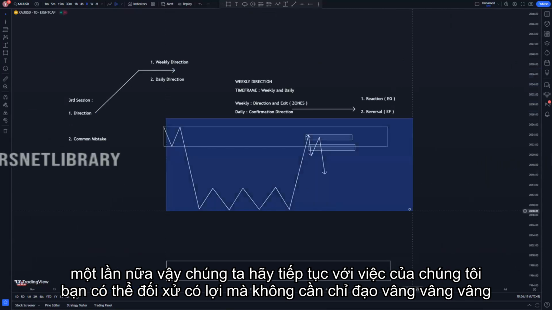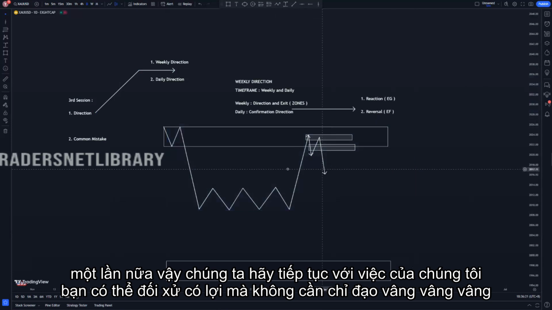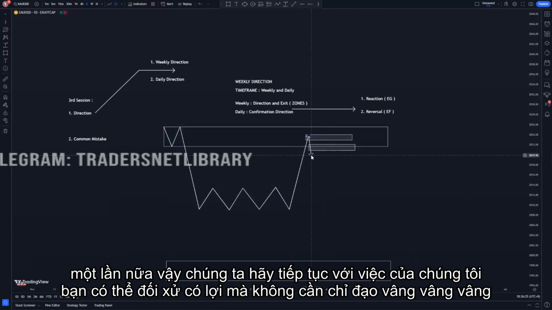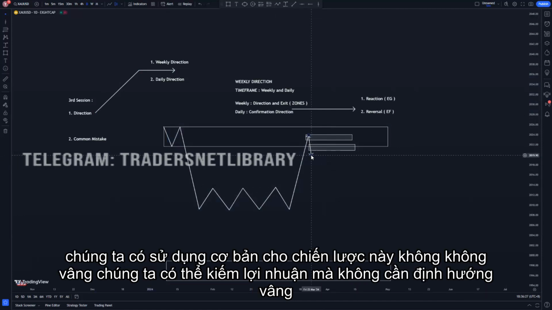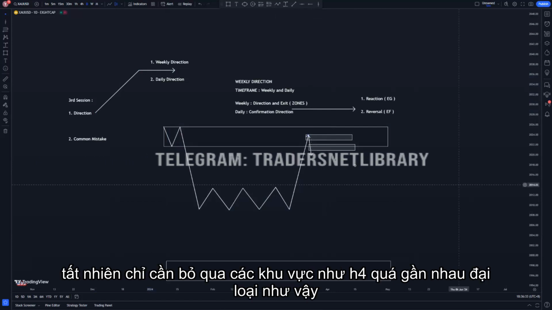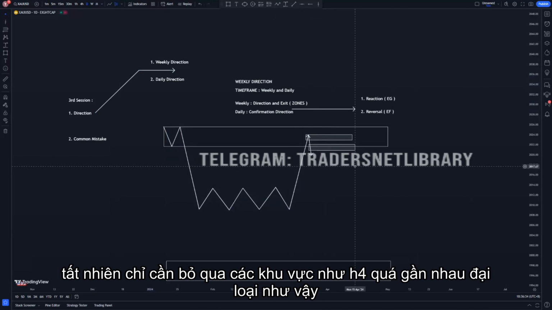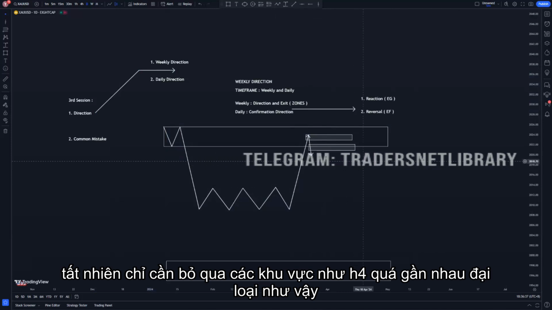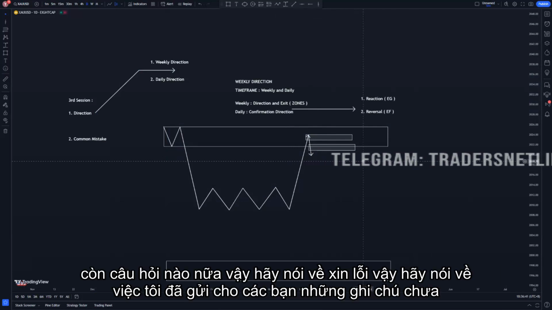So let's continue with our, can you trade profitably without direction? Yes, yes, yes. Do we use fundamental for this strategy? No. Yeah, we can trade profitably without direction. Yeah, of course. Okay. Just ignore the zones where the H4 is too close to each other, something like that. Right. Any more question?